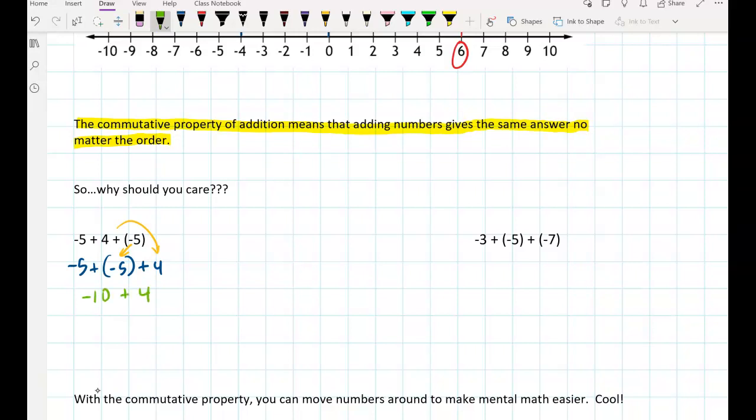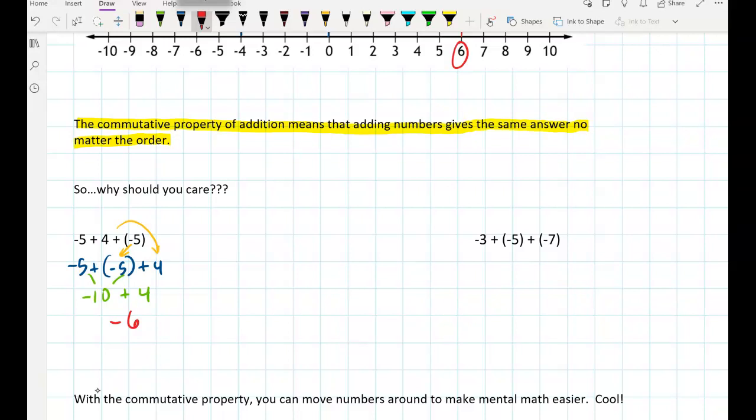And then plus 4. So these two equal negative 10. And now I'm going to add 4. And negative 10 plus 4 happens to be negative 6. So by swapping the order of those around, I was able to do some mental math a little bit easier.